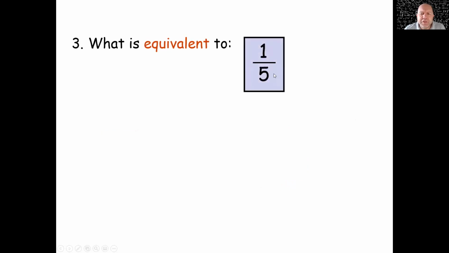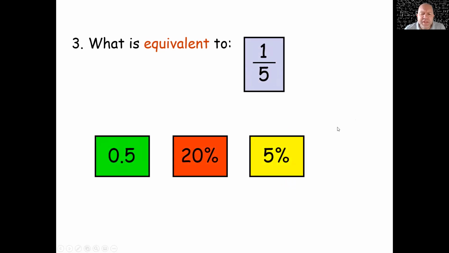1/5. Okay, so 1/5. Which of these is equivalent to 1/5? We need to create an equivalent fraction that's hundredths. So 5 times 20 gives us 100. 1 times 20 gives us 20. So 20 hundredths. Does that help? 20 hundredths is the same as 20%. So there it is.